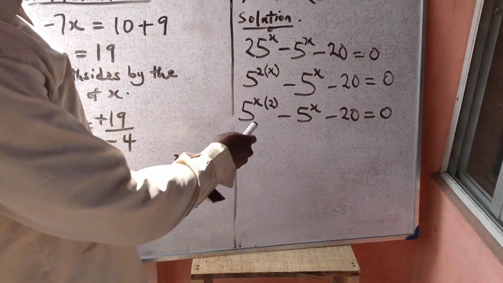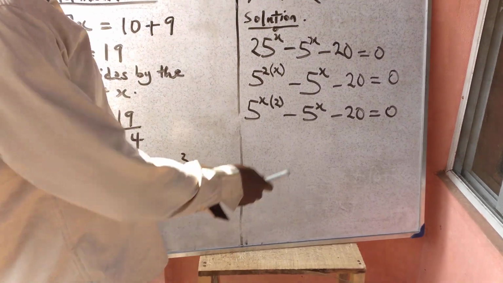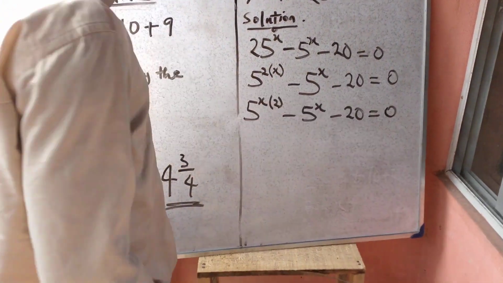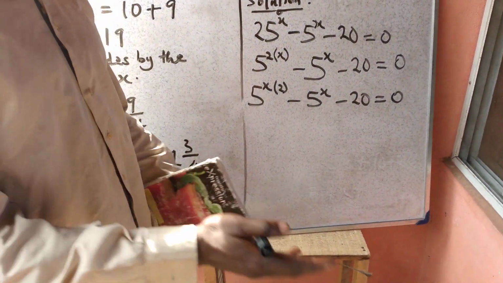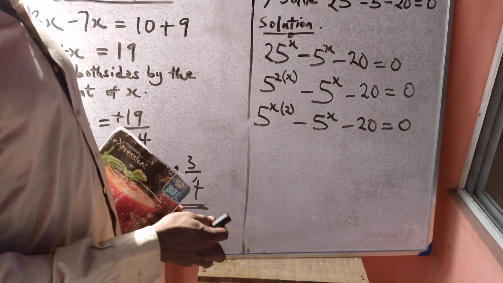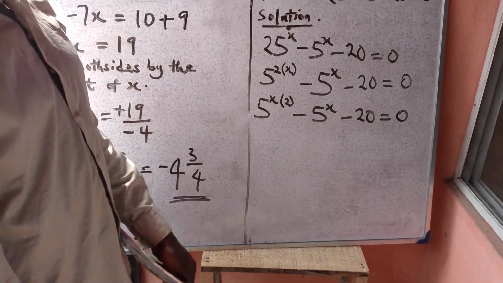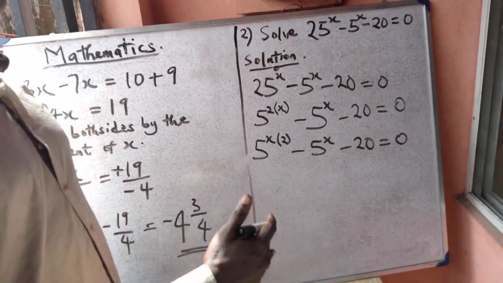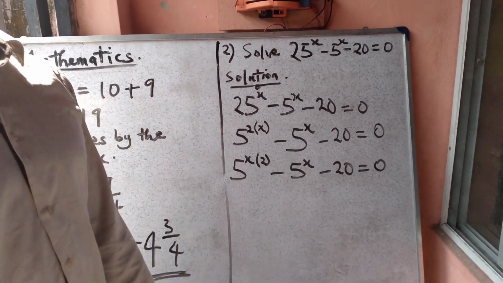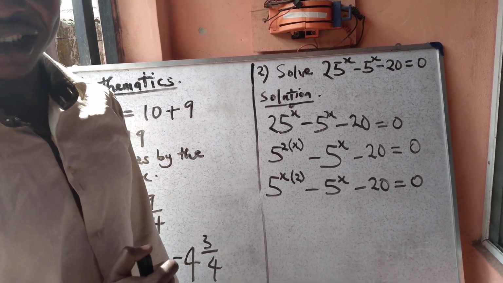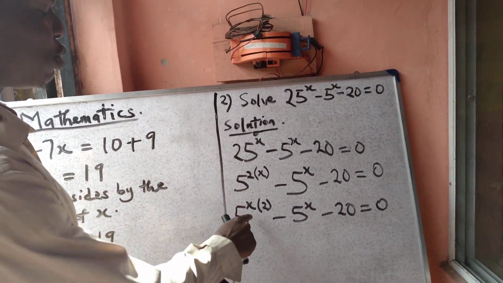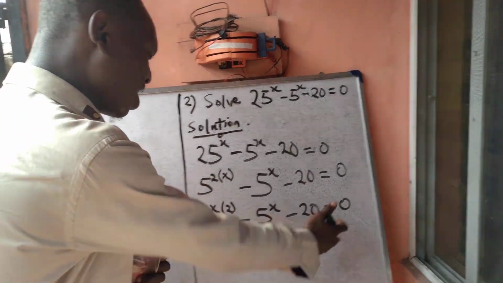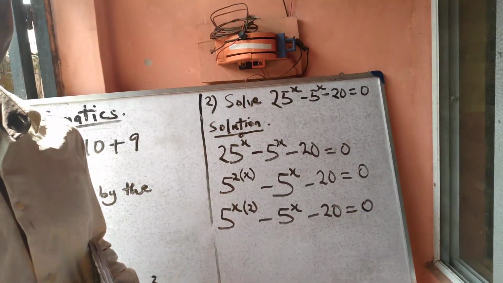So 5 raised to power x multiplied by 2 minus 5 raised to power x minus 20 equals 0. Okay, so what next do you do? At this juncture, you are still going to ensure that you establish a relationship for 5 raised to power x, so that the equation will look in the form of a quadratic equation. Now this is what I mean.